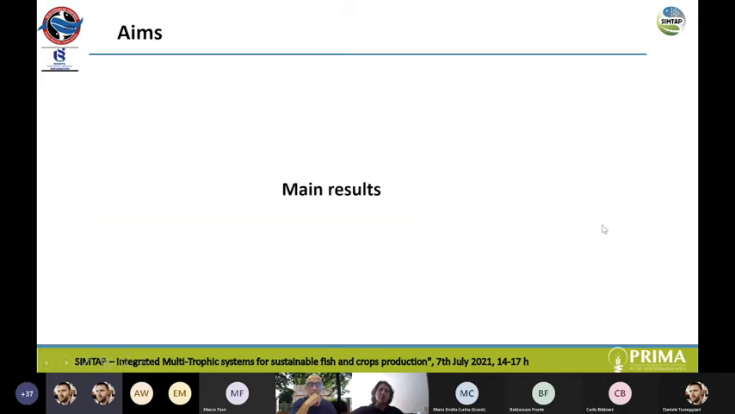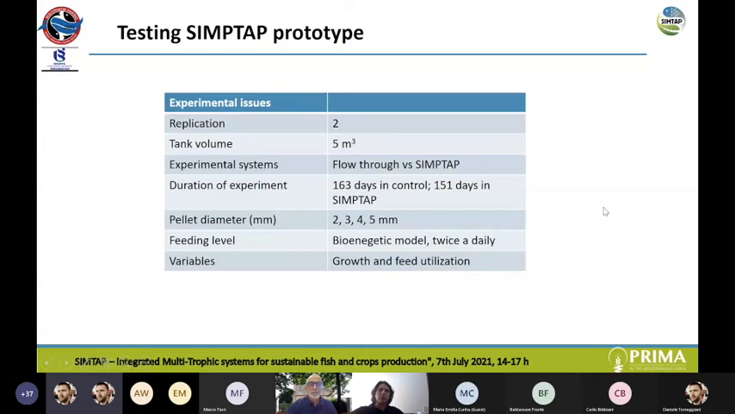Let's move to main results. In test of a SIMTAP prototype, we used 2 fish, European sea bass and gilthead sea bream, and then we stocked those fish in 2 replicated tanks. The tank volume was 5 tons, and the experimental systems were 2. One of these is a flow-through system, the other is SIMTAP prototype system. Duration of experiment was 150 days for control fish and 151 days in SIMTAP system.